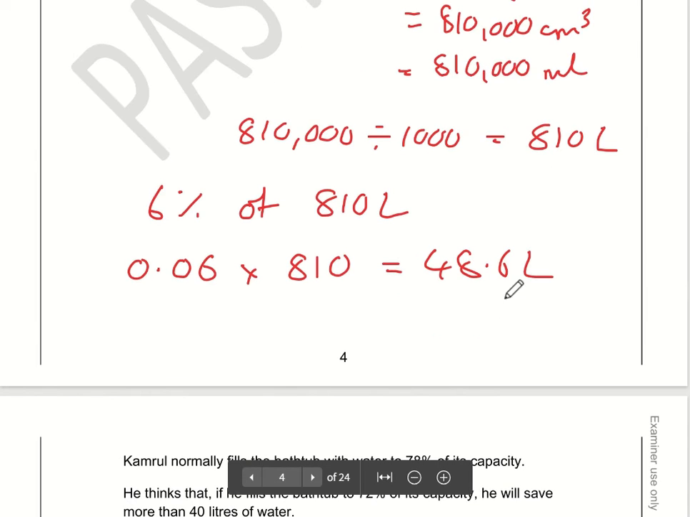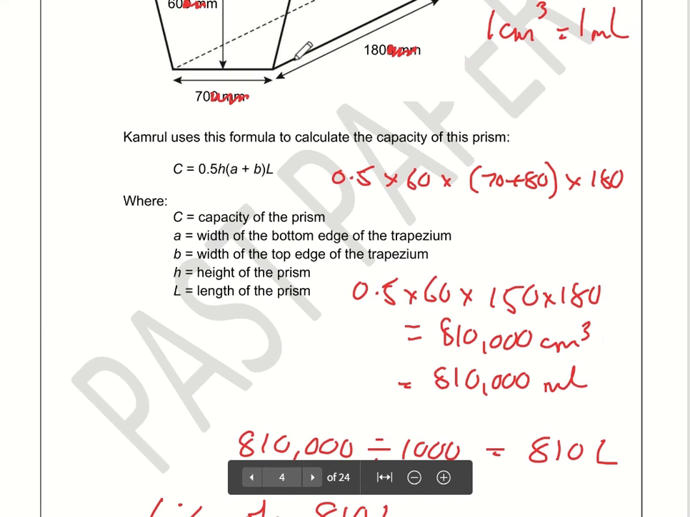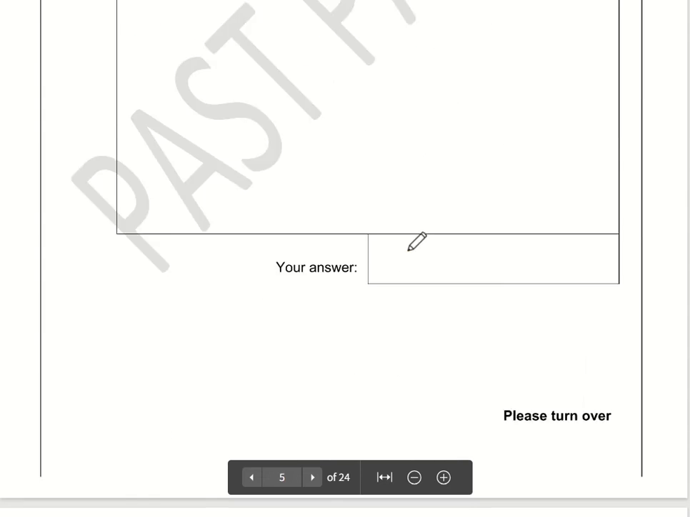There we go. A lot of the working should have gone in the box. I just kept it up here so that I wouldn't have to be scrolling up and down the whole time.